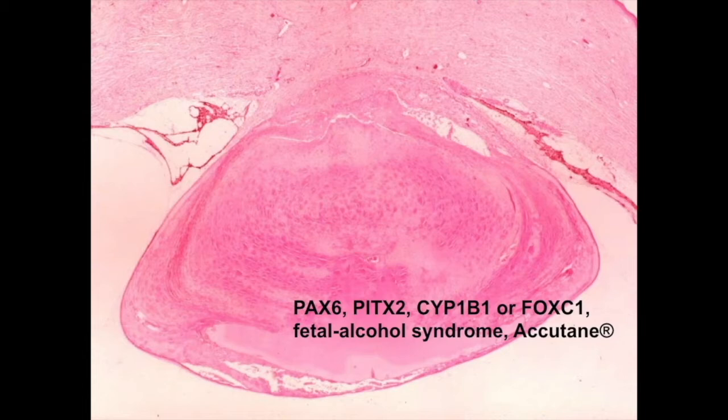Some of the genes that can be associated with Peters anomaly are shown here. It's also been reported with Accutane and fetal alcohol syndrome.